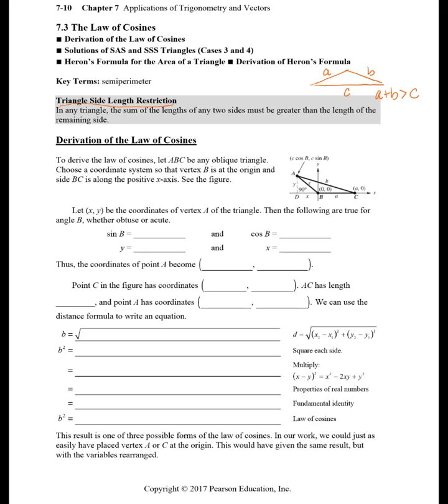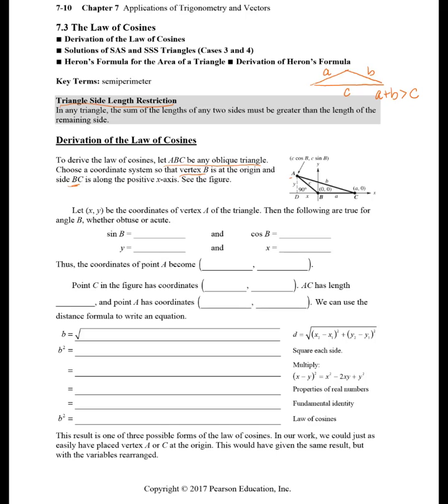To derive the law of cosines, we're going to take any oblique triangle ABC such that the vertex B is at the origin, and then the side BC is along the positive x-axis. You could rearrange the triangle to come up with the other forms of the law of cosines, but we're going to just take it like this to derive it. Let (x, y) be the coordinates of vertex A.